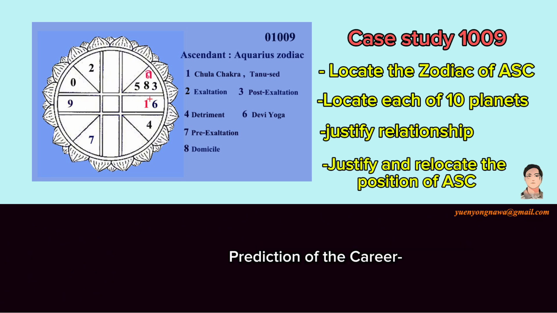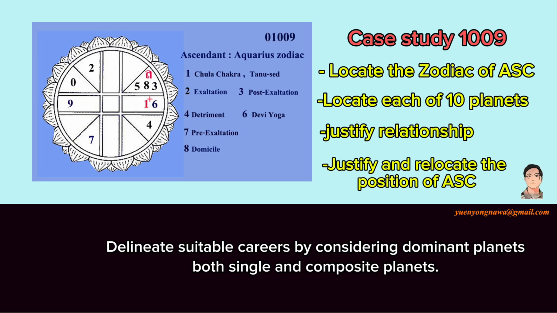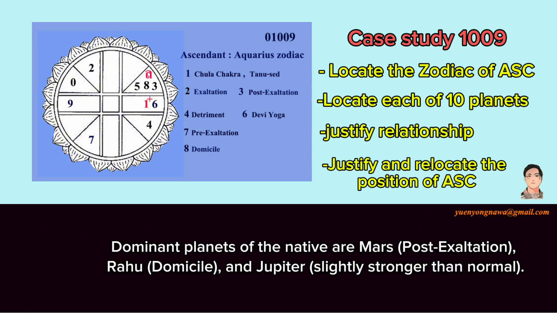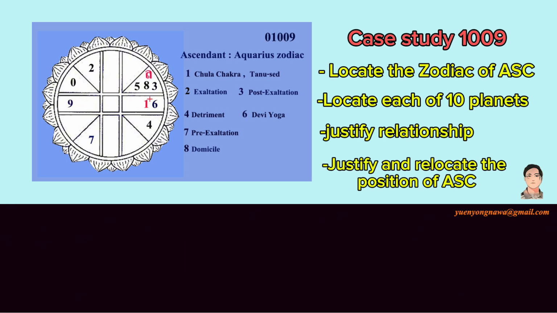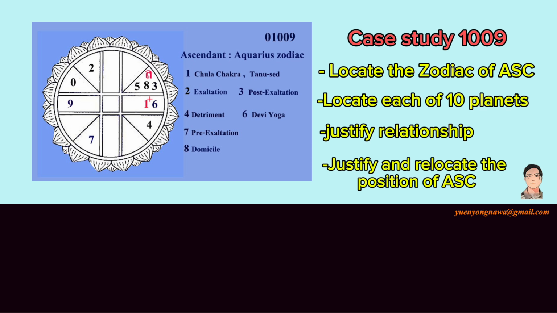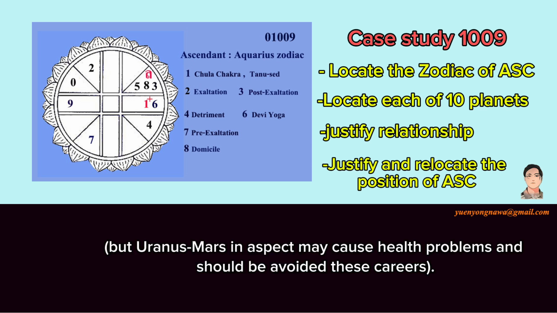Prediction of the career. Delineate suitable careers by considering dominant planets, both single and composite planets. Dominant planets of the native are Mars, post-exaltation, Rahu, domicile, and Jupiter, slightly stronger than normal. The appropriate careers are represented by meanings of such planets including technician and athlete, but Uranus-Mars in aspect may cause health problems and should be avoided.